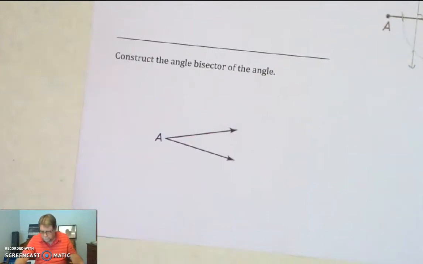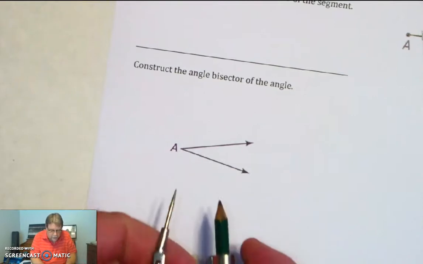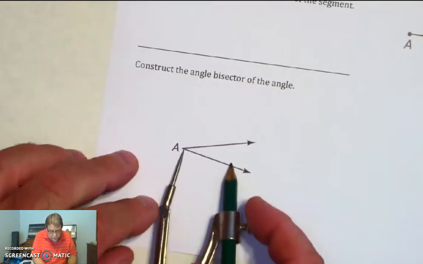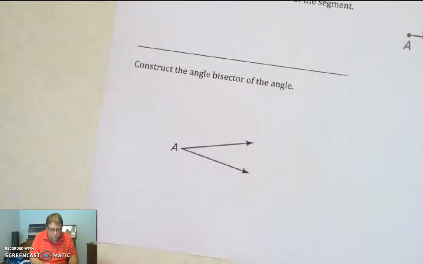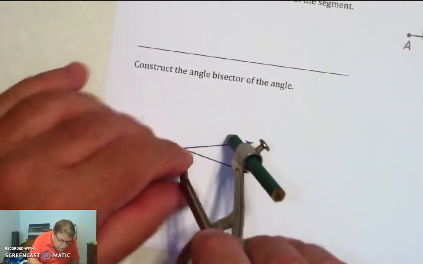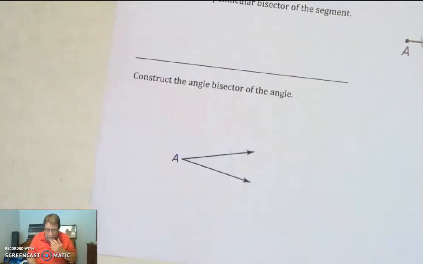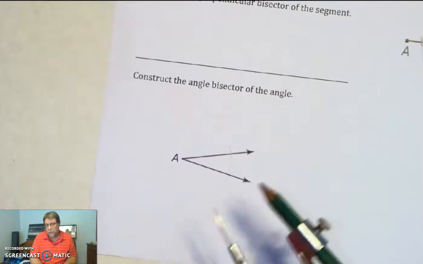particular angle. All right, to do that, we're going to set our compass, again, anywhere in this vicinity, and we're going to sweep a curve through both parts of this. So we put it on A, and we sweep an angle through both parts. That's it there. Okay, now it doesn't matter where we set this. We can leave it set the way it is.